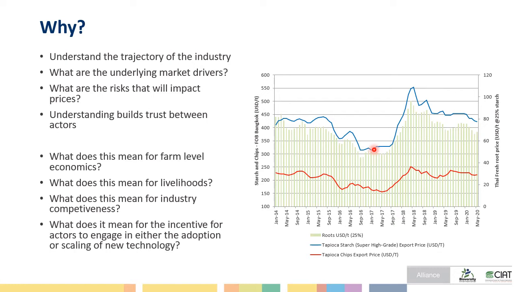So from all that, we get to do the farm level economics and then calculate what it means for both livelihoods and industry development. And then the real aim is to see, well, is there an incentive for anyone in the value chain to either adopt that technology in the case of farmers, or to bring that technology and scale it in the case of other value chain actors.